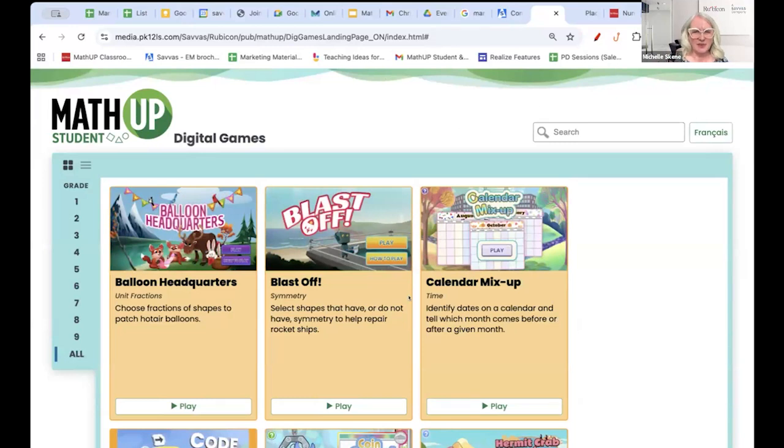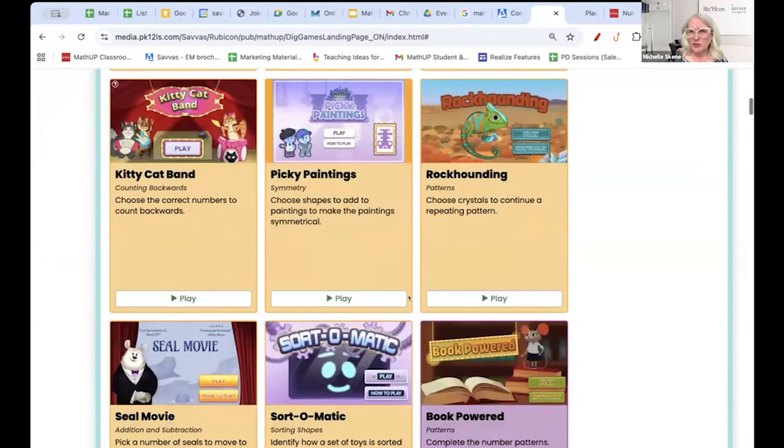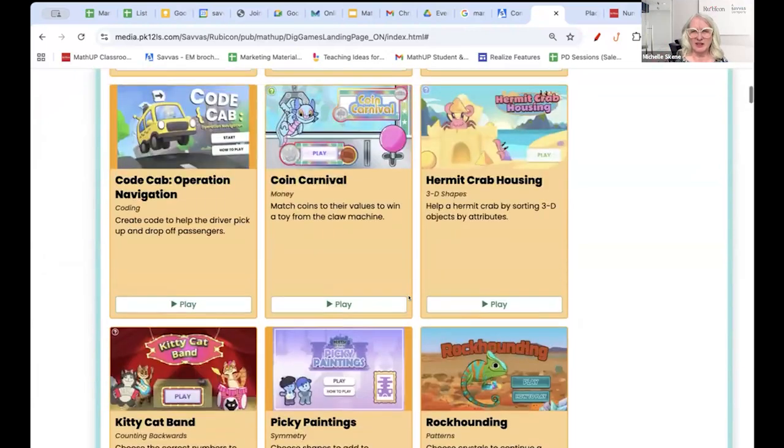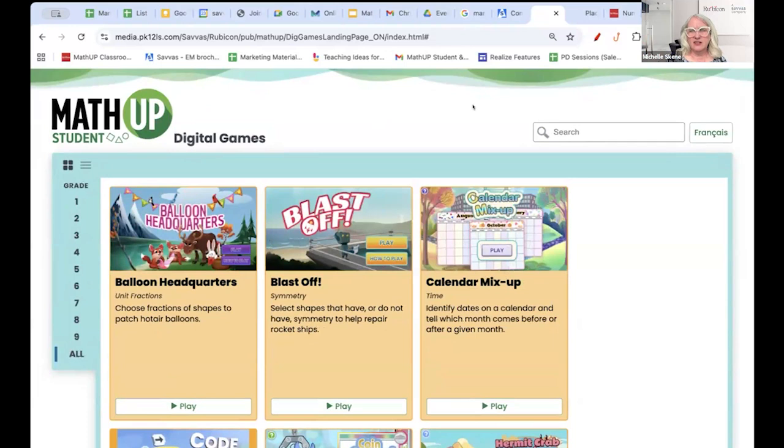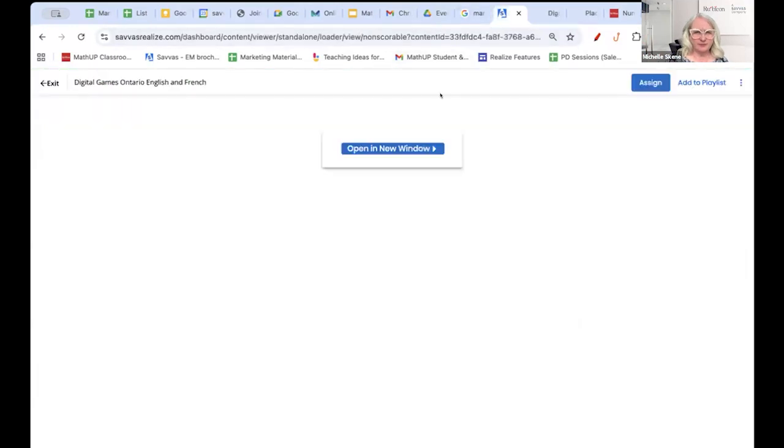But the digital games are then available, so students would have these for regular practice at home, or I could assign a specific one. So that's a new-ish feature that we have.